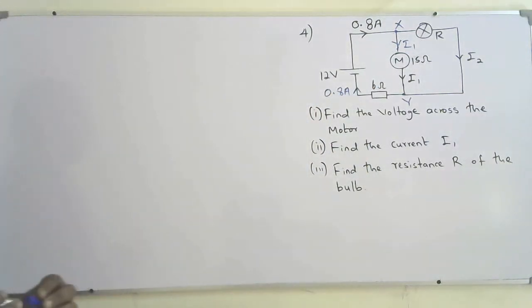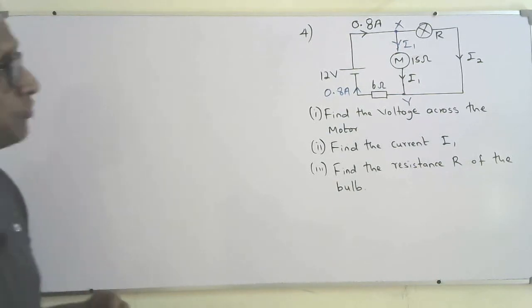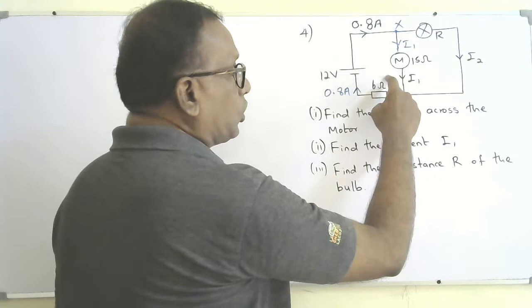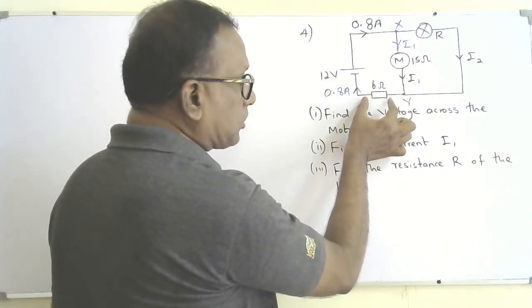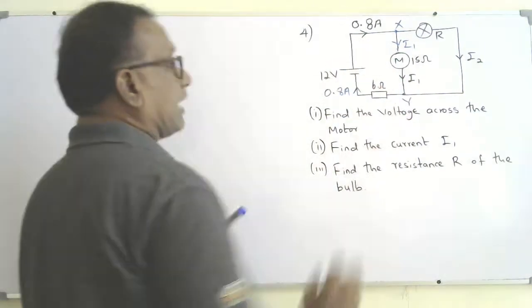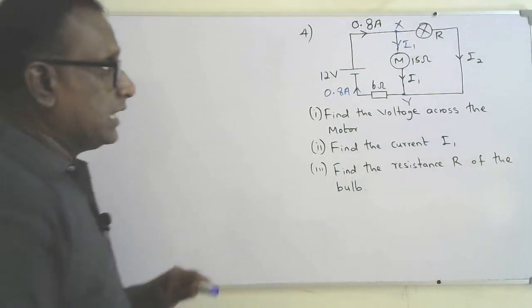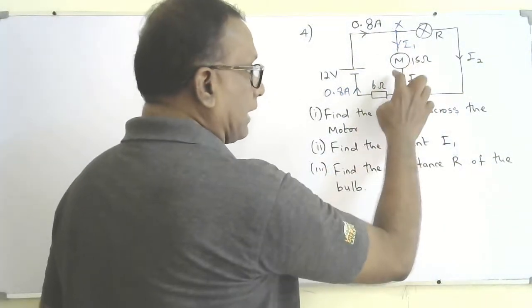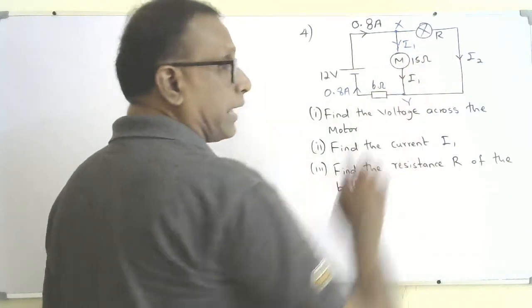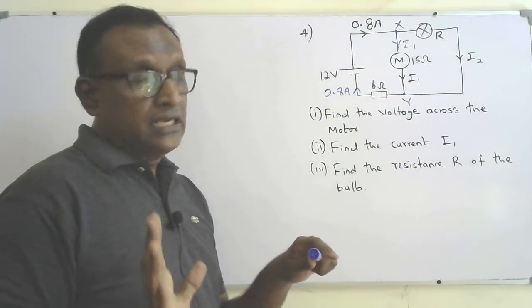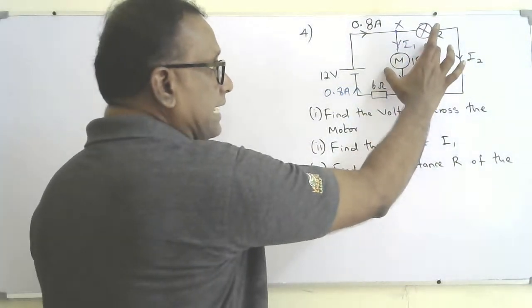Right. First part, find the voltage across the motor. So voltage across the motor, how can I find it? We know that I can find the voltage across the resistor. Now these two are in parallel, right? These two are in parallel among them, and we can find the equivalent resistance, but I am not going to find it. So I can imagine the same circuit.